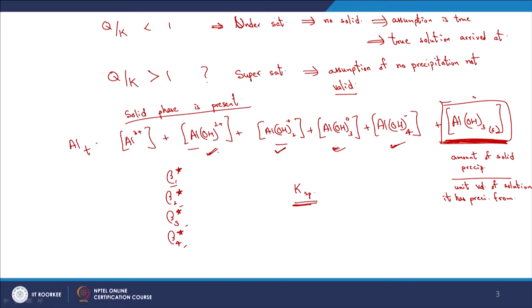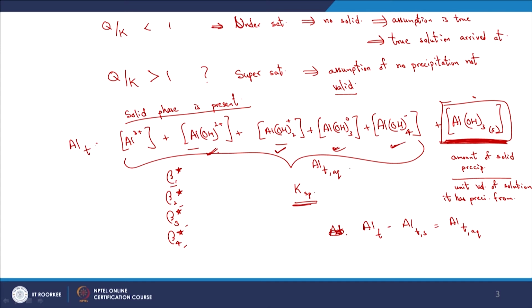Once you get this particular value, what can you calculate further? Let us say Al total minus this Al in the solid form. Well, what will that be equal to? Obviously, Al total in the aqueous form. So this is your Al total in the aqueous form, and this is your Al total in the solid form. Again, that is more or less what we have been discussing here, so with that you can go ahead and solve for it.